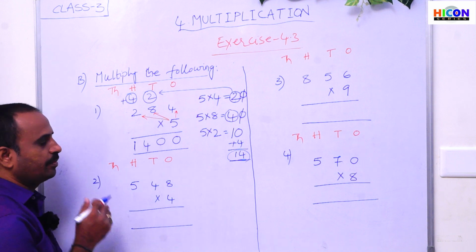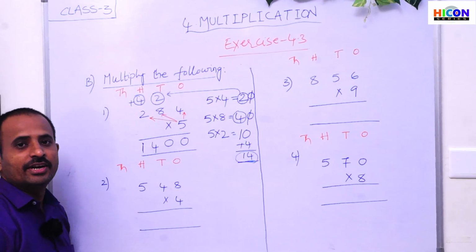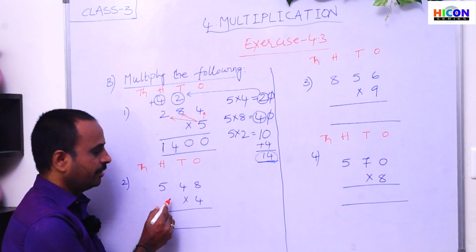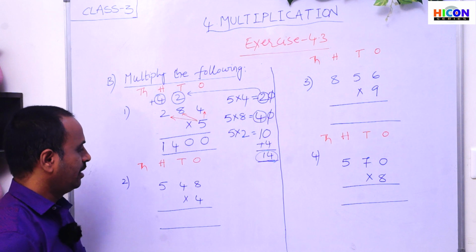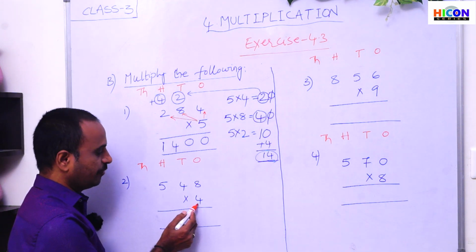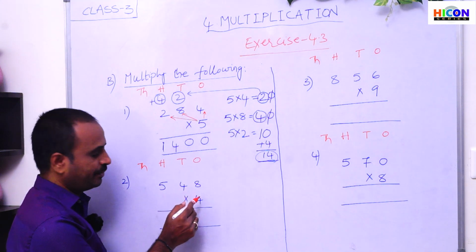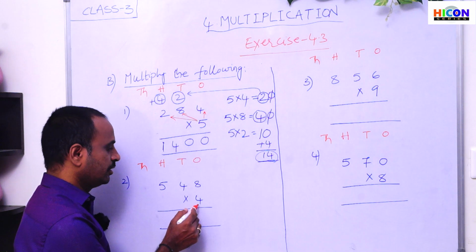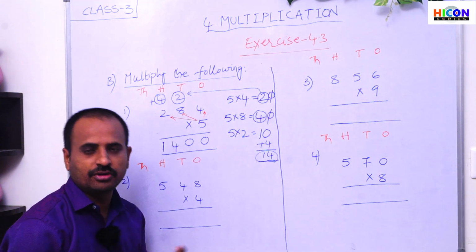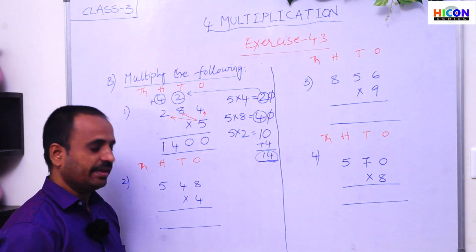And see the second problem. So what is the given number here? 548. This is a 3-digit number. And what is the single digit number? 4. Now we have to multiply this 3-digit number with a single digit number 4. So that means you should get the fourth table thoroughly. Then only you can do this multiplication very easily.